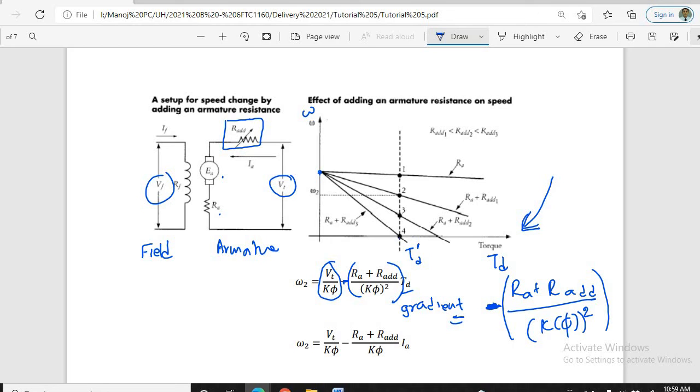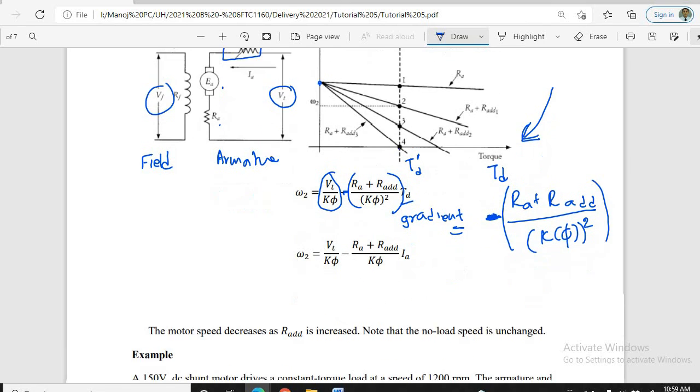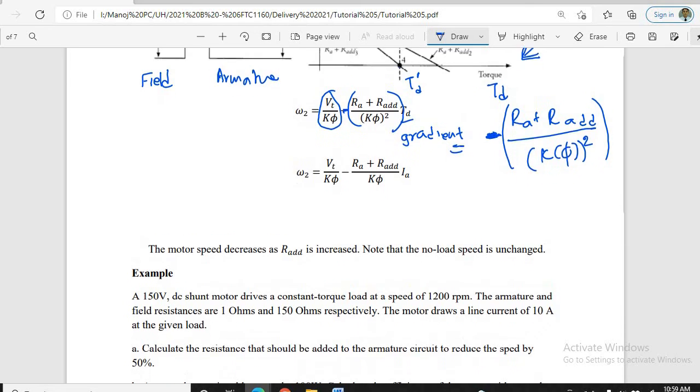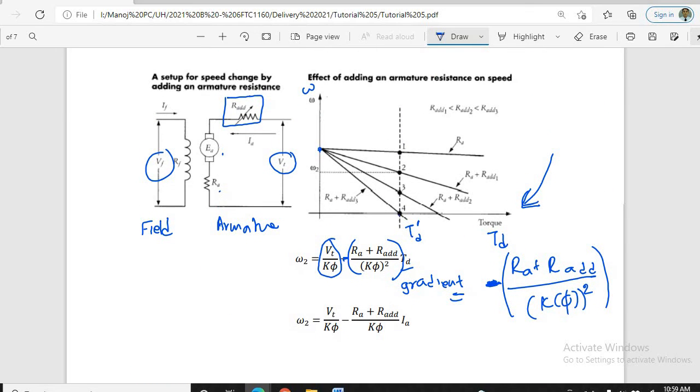Like that we can understand. Even though we are adding the resistance, the intercept, VT over K5, will not be affected. So the motor speed decreases as R add is increased. Note that the no load speed is unchanged. What is no load speed? This is the no load speed, when there's no torque. That will remain unchanged because we are keeping Vt and Vf constant.